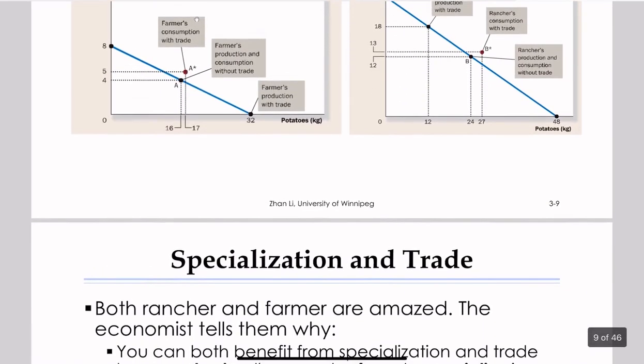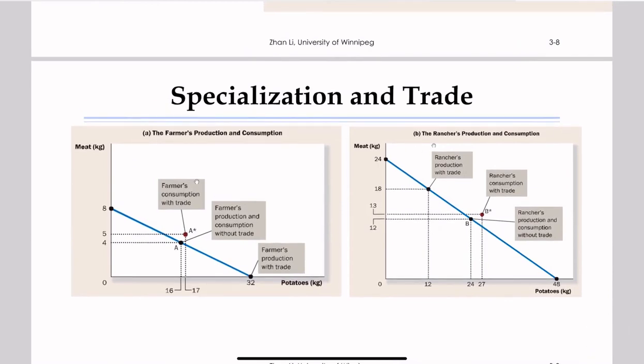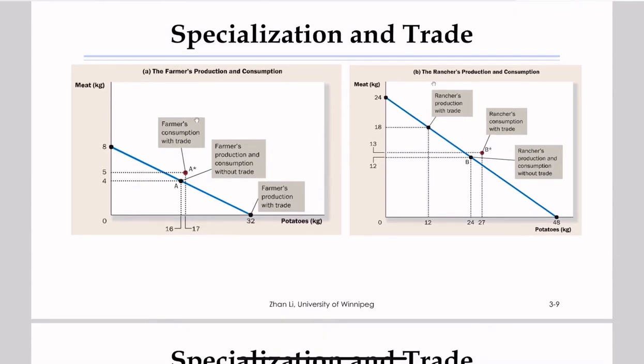You could also see this from this picture here. So previously, when there was no trade, the consumption of the farmer is at point A with 4 meat and 16 potatoes. And after trade, interestingly, you can see that the consumption of the farmer actually goes outside of the farmer's production possibility curve, right? The farmer will consume 5 meat and 16 potatoes.